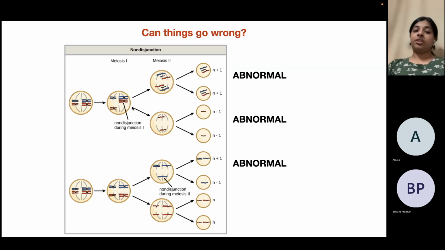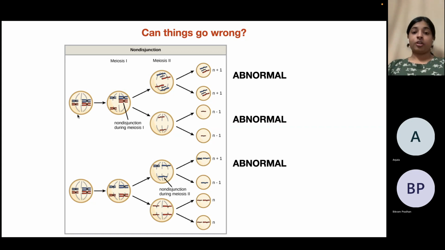Say there is a non-disjunction early on in meiosis 1 itself. What should have happened in meiosis 1? One homolog should have gone here and the other homolog should have gone here. But because of a non-disjunction, both the homologs of this chromosome go to one of the daughter cells, whereas the other daughter cell does not get any homologs. So when this undergoes meiosis 2, of the 4 daughter cells that are formed, 2 of them have an extra chromosome present in them, and 2 of them have a lesser number of chromosomes present in them.